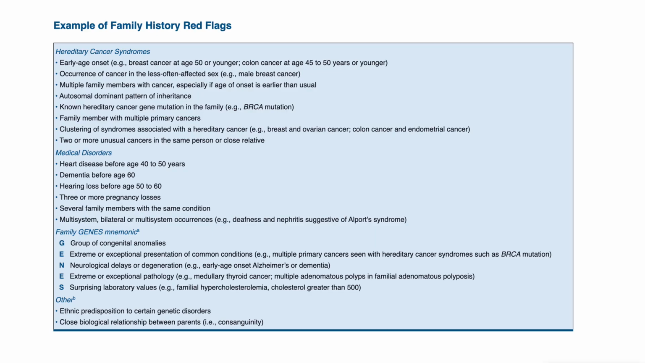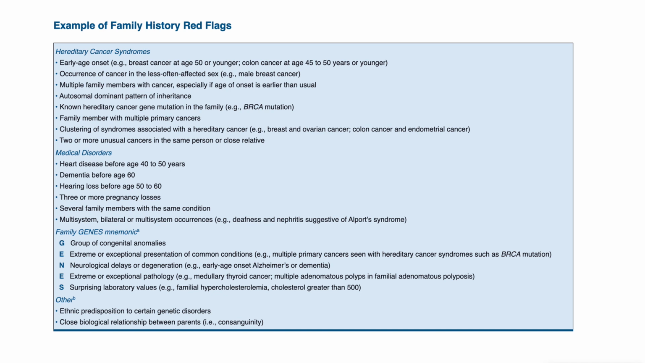So this is a busy slide, and it comes right out of the textbook, so you can refer back to this by looking in your Goolsby and Grubbs book. But it really breaks out nicely what are red flags when you're taking that history. Early onset problems, in particular breast cancer, colon cancer, and cardiovascular illness. Occurrence of cancer in the less often affected sex, like breast cancer in a man. Multiple family members with a cancer, especially if the age of onset is earlier than usual.